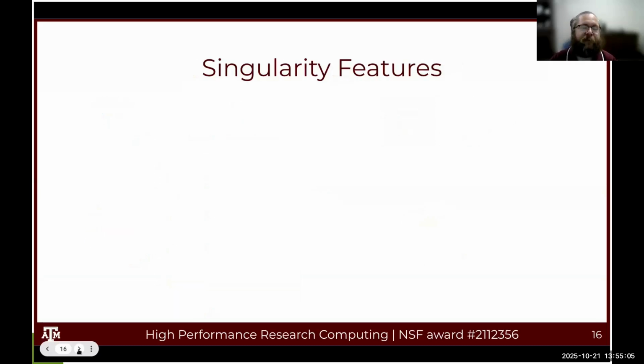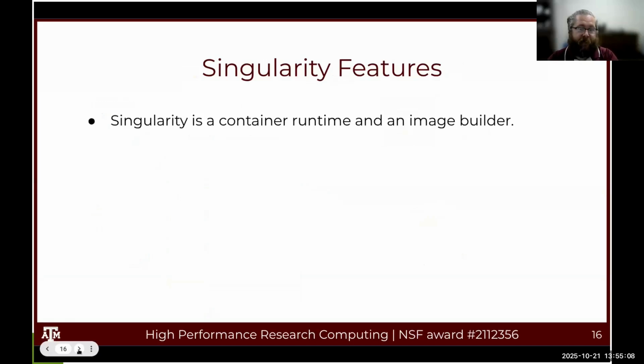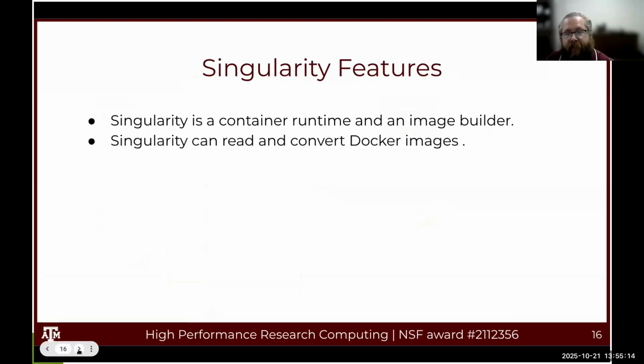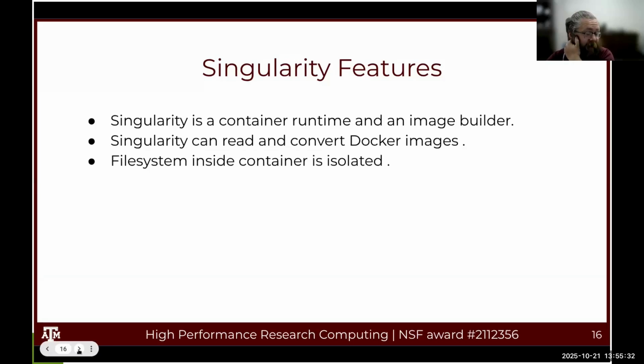So let's talk about some features of Singularity. Singularity is a container runtime and an image builder. That's important because you want to be able to do all your tasks. Singularity can read and convert Docker images for the same reason. That's because the majority of images in the wild are Docker images. In the future, OCI will hopefully be more popular, but right now we're dealing with the situation that we're currently living in. And the file system inside the container is isolated. That's the minimum feature for any container.